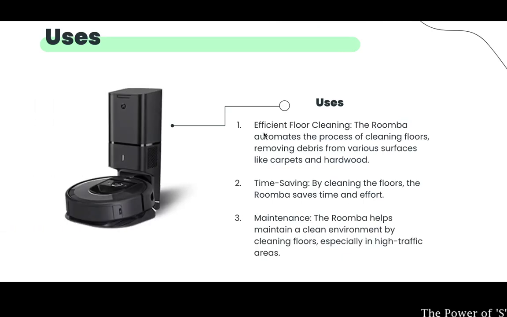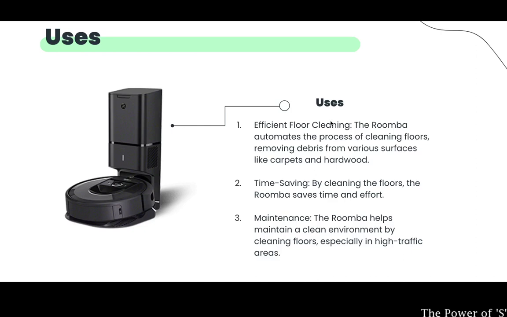Uses: efficient floor cleaning. The Roomba automates the process of cleaning floors, removing debris from the surface. So you don't really spend time on these boring, mundane tasks. That's why we got the robot to do it. And then time saving. By cleaning the floors, the Roomba saves time, effort, and increases quality of life, because when you come back from work, your house is clean. You're just going to be in a much happier mood, not having to clean, sweep, wipe, blah, blah.